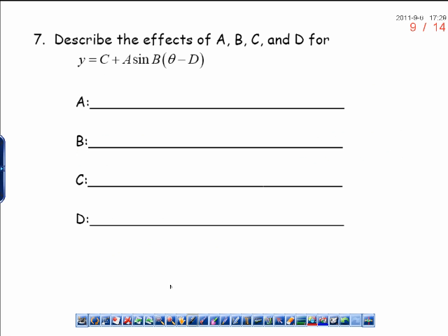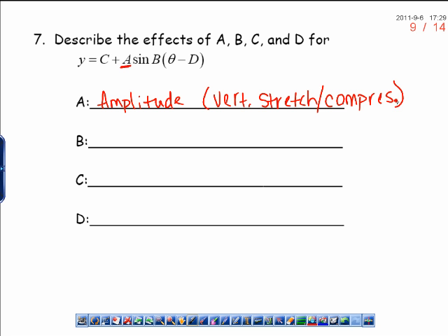Okay, so in summary, describe the effects of A, B, C, and D for y equals C plus A sine B theta minus D. Now, we already know what A is, all right? It's the amplitude. Remember that this is like a vertical stretch, okay? We could write that out here. And it could be a compression as well. We're going to call this, though, amplitude. We'll abbreviate.